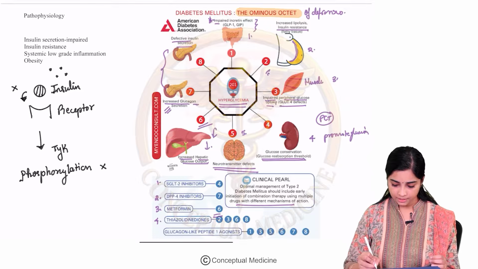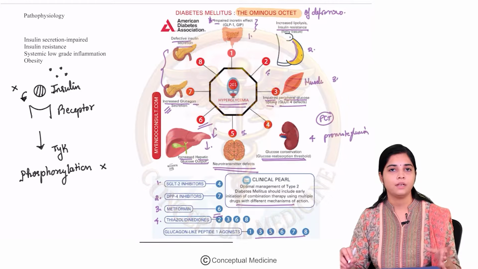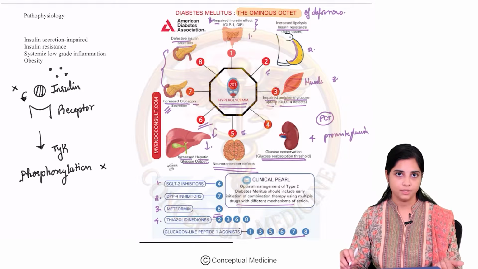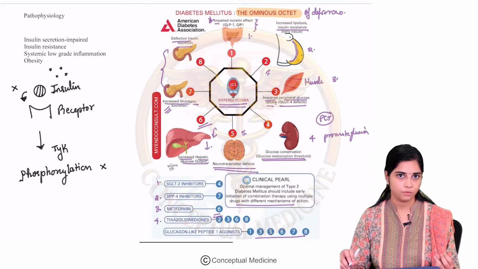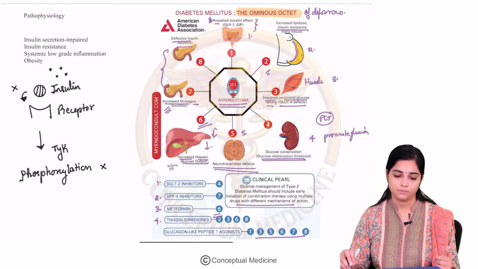Then GLP agonists, glucagon-like peptide agonists, where do they act? Again, they act at multiple places. So it is very interesting how you can understand the pathophysiological process and expand it to the management in your type 2 diabetes. Okay, so that is about your ominous octet of DeFronzo.